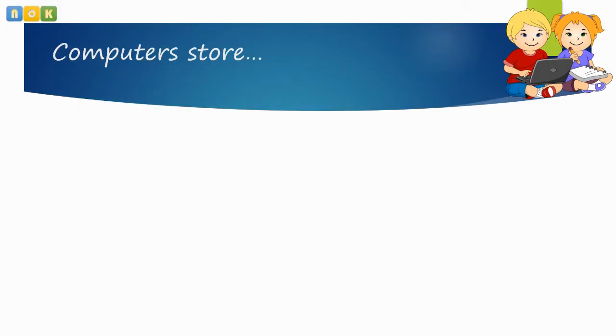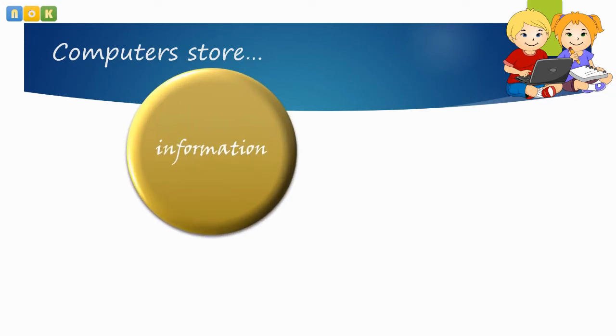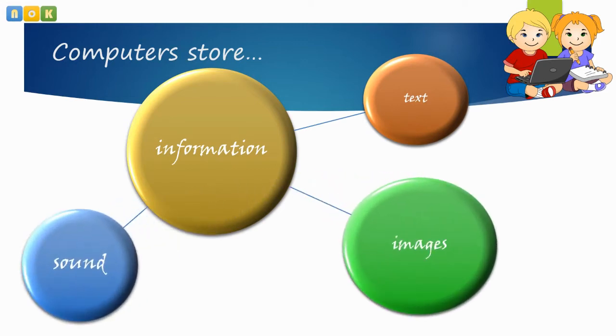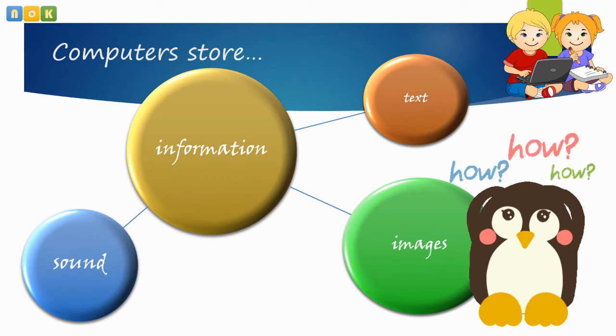You must be thinking, computers store information which is not limited to zeros and ones. And it's not just numbers that it stores, but also text, image, sound, and various combinations of them. How would it do that if all it has is 1 and 0?